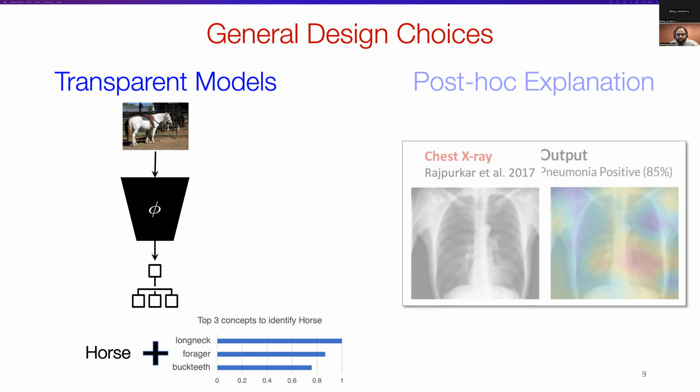So the first goal is to use a feature extractor to predict the high-level concepts from the images, and then use a linear classifier, which is going to take those high-level concepts to the final class label. For example, here, after training this model end-to-end, the concept bottleneck model is going to predict this image to be a horse, and it is also going to identify the top 3 concepts, long neck, forager, and buck teeth, which play a key role in identifying this image to be a horse.